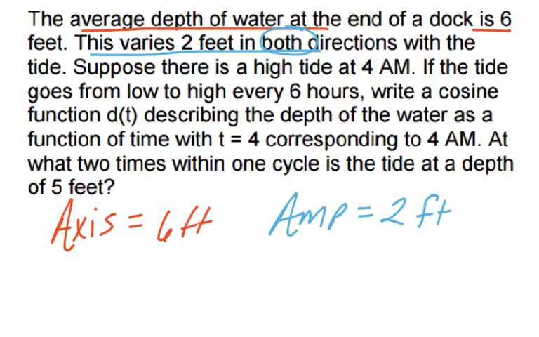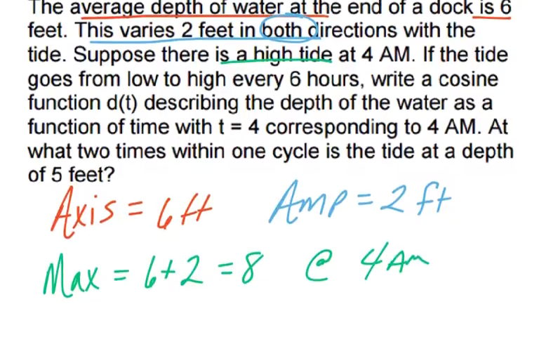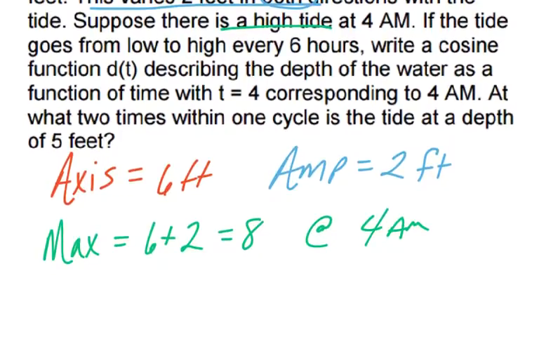Suppose there is high tide. High tide represents maximum. Maximum is high, that is axis plus the amplitude. So 6 plus 2 is 8. And that occurs at 4 a.m. It says there's low to high every 6 hours.